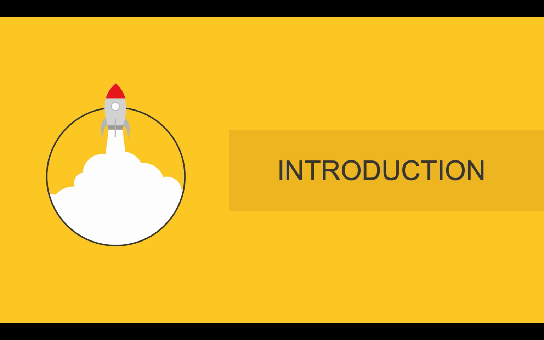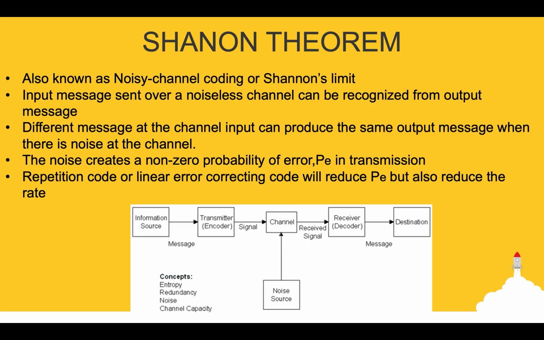I'll start with the introduction. So basically, Shannon's theorem is a general definition for noisy channel coding, or it is also known as Shannon's limit. Input message sent over a noiseless channel can be recognized from output message.